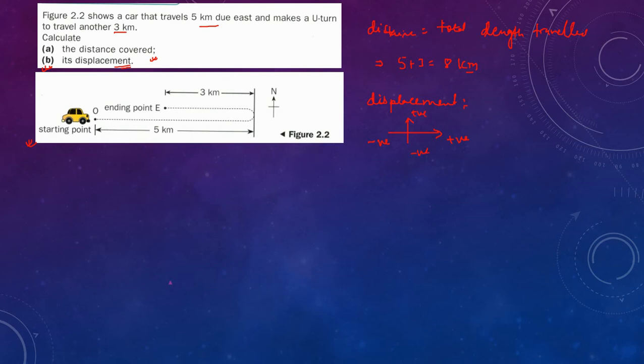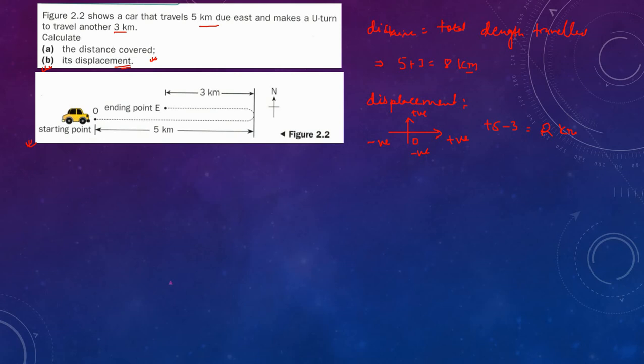So if you look at this question, the starting point will be this point here. If you're going 5 meters, it will be plus 5, and then minus 3. So in total you have a net 2 meters. Because it is plus 2, it means your displacement is towards the east, 2 meters. So this is a simple example to help you understand displacement and distance.